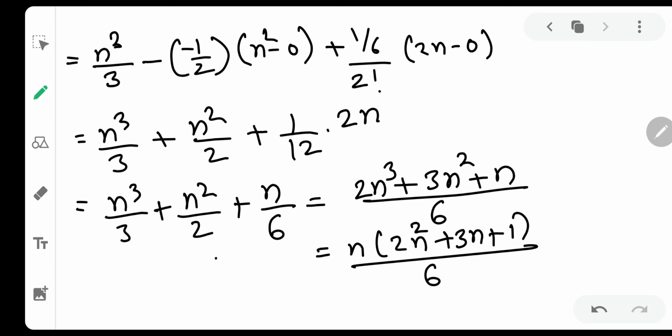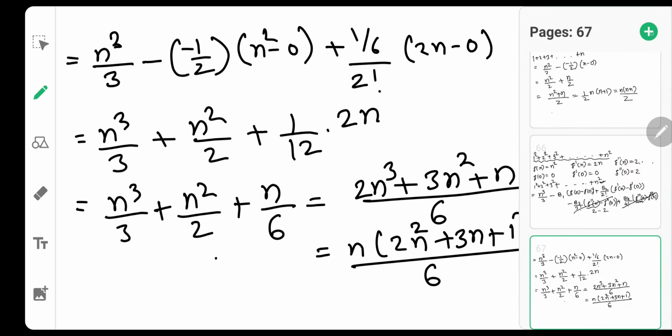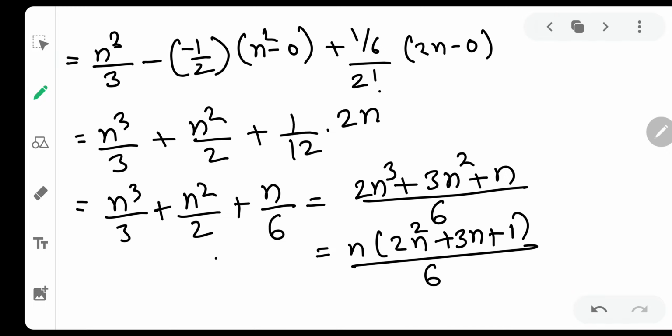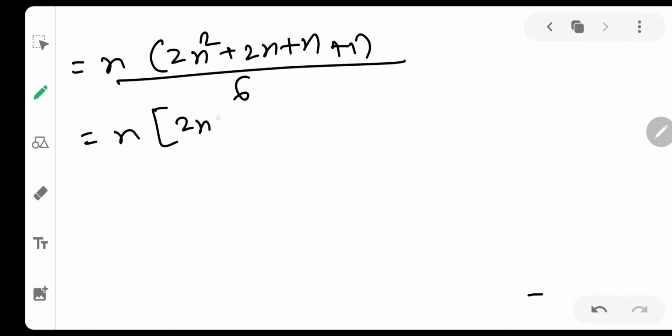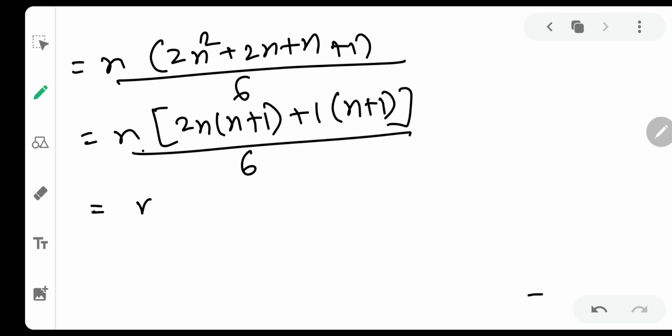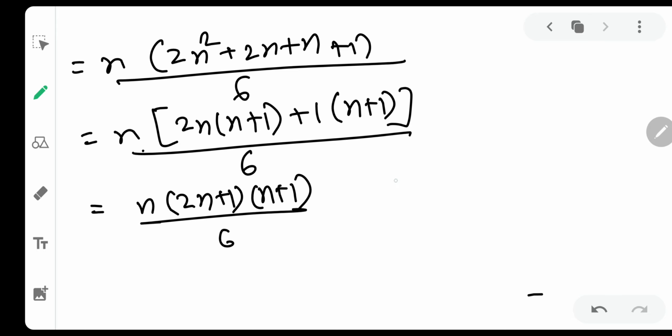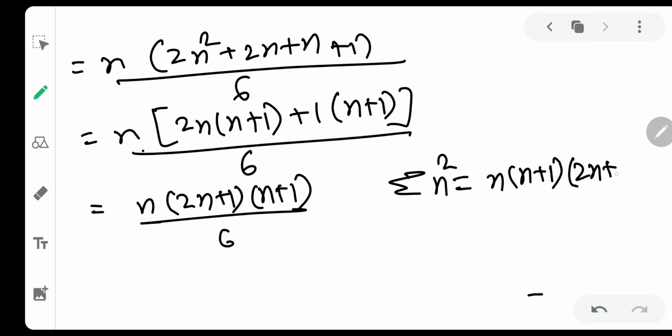Let us just factorize this. 2n square plus 3n plus 1. So this will be 2n square plus 2n plus n plus 1 divide by 6. Let us take out commons. So 2n if taken common, n plus 1 plus 1 common, n plus 1, and then divide by 6. Basically this comes out to be n into 2n plus 1 into n plus 1 divide by 6. And wasn't the formula this only, n into n plus 1 into 2n plus 1 by 6?